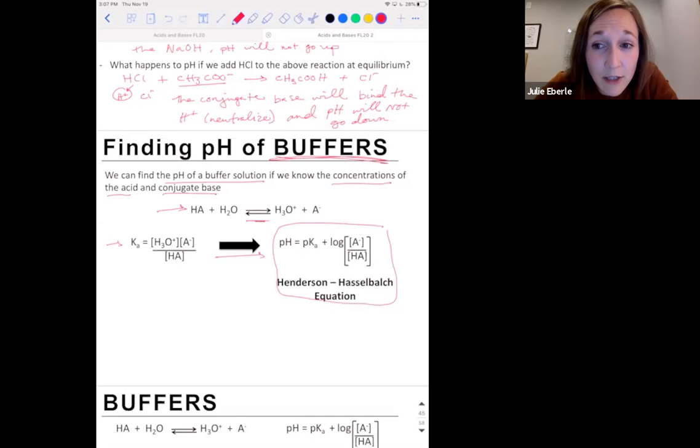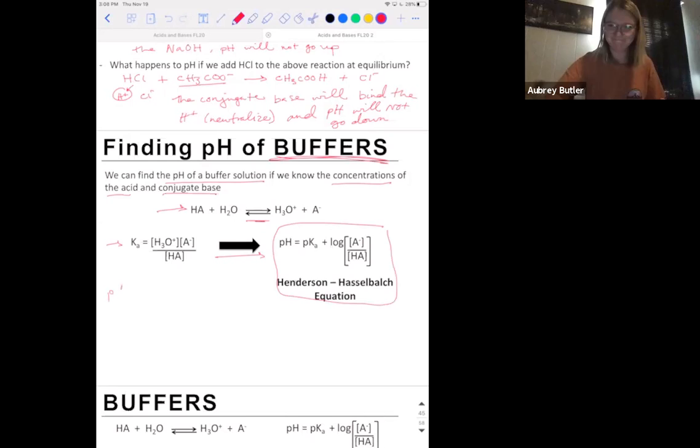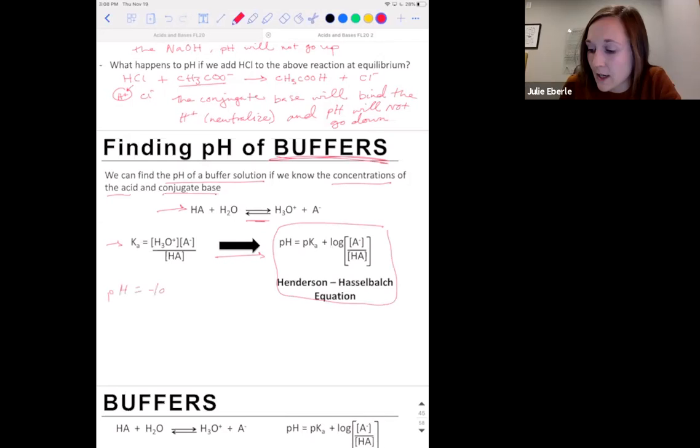We have other equations to solve for pH, right? Can you think of them? We have pH equals the negative log of H plus. We have pH plus pOH equals 14. You could rearrange that to solve for pH. We have lots of equations.